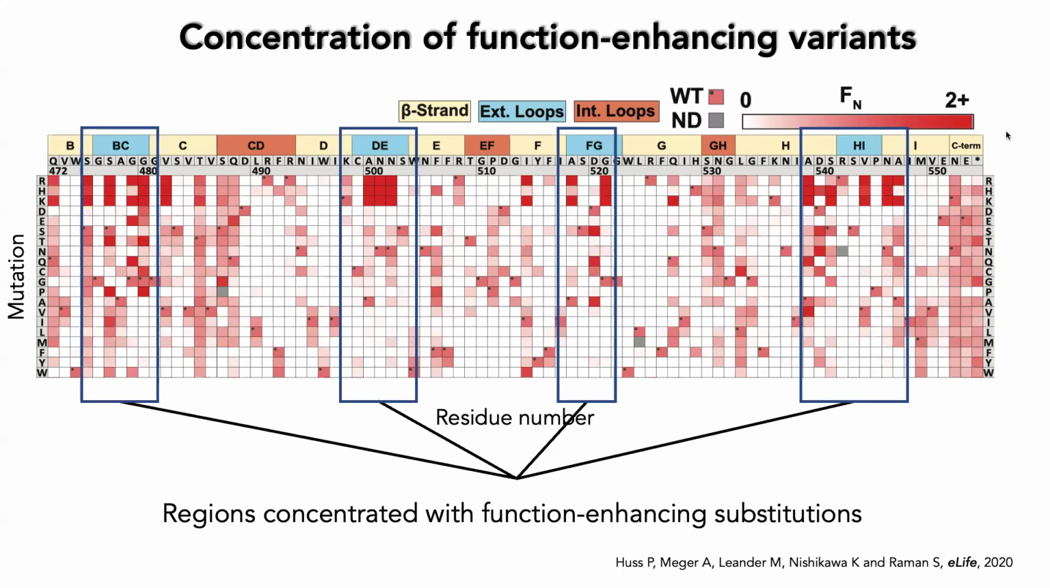Now, the other cool thing is that we can identify these regions which are rich with mutations that enhance function. If I put on my bioengineer hat, I'd say, well, this is kind of cool, because if I want to go back and mutagenize or make combinatorial mutations, I don't have to waste all my time on the other regions. I can just focus my effort on regions that are going to be most fruitful.